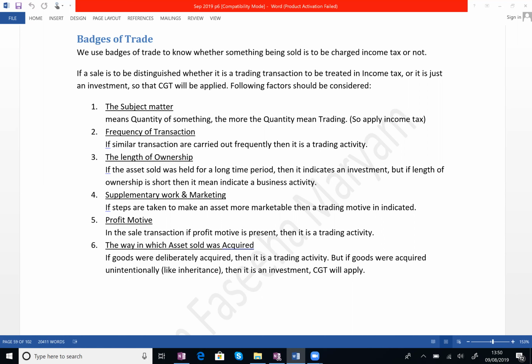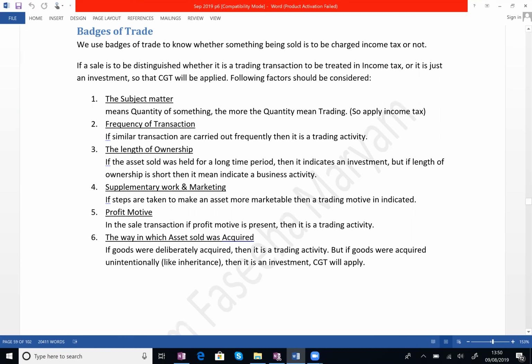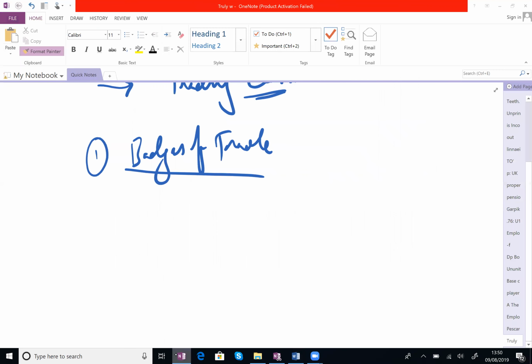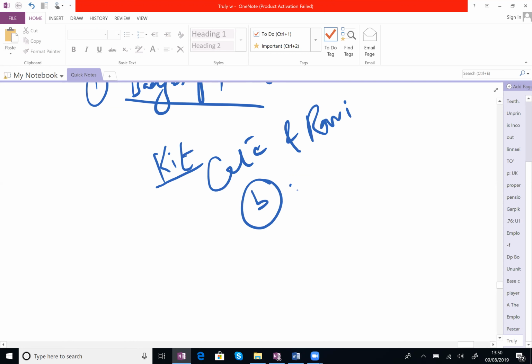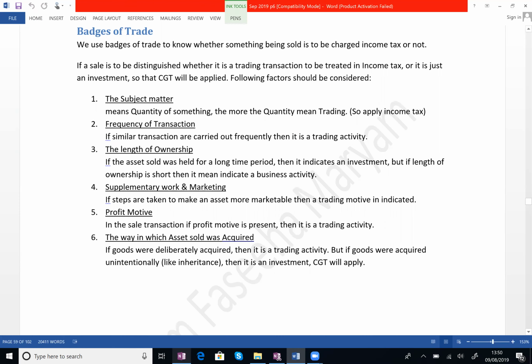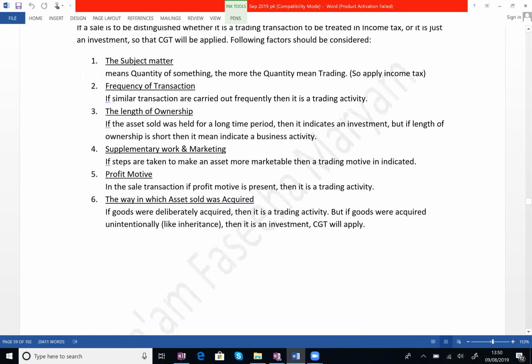Kit question, Cat and Ravi, B part is your home assignment on this topic, badges of trade. So up to 5 marks the examiner will test on this topic.